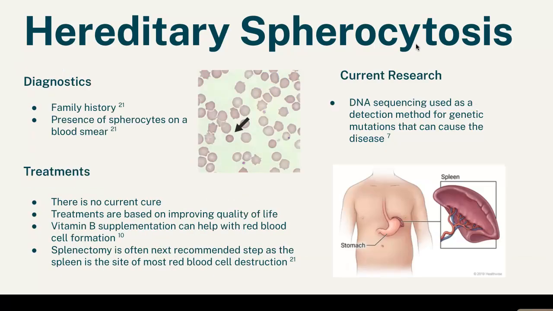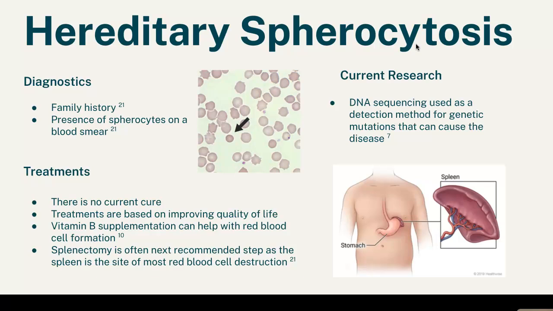The presence of spherocytes on blood smears is an important diagnostic to narrow down the type of anemia a patient presents with. However, spherocytes can also be seen with immune-mediated anemia, so further testing needs to be done in order to rule out immune-mediated anemia. Family history is an important diagnostic as this condition is hereditary.